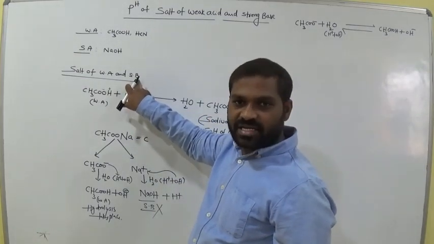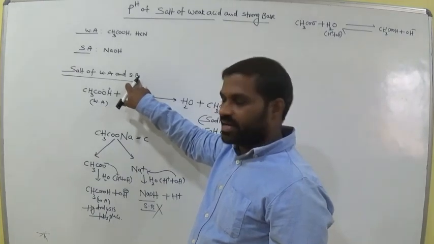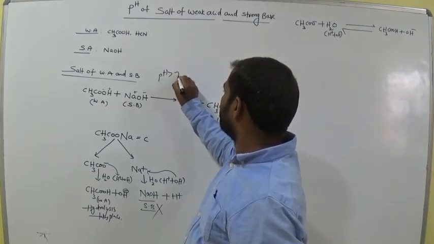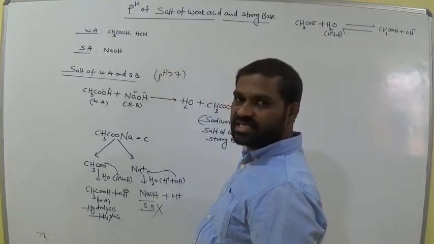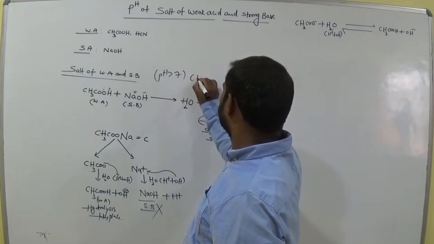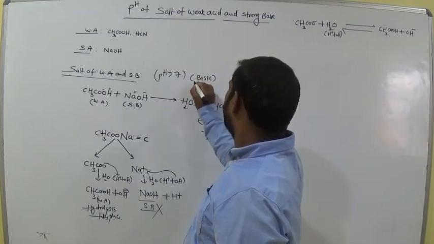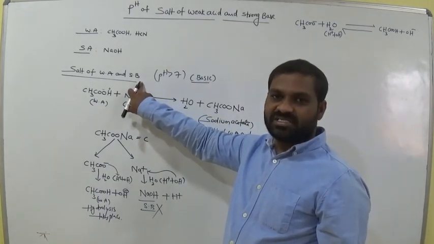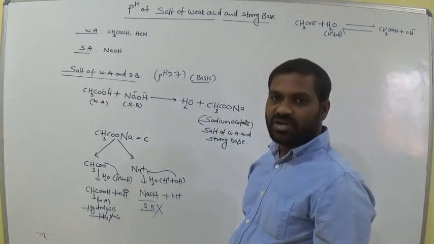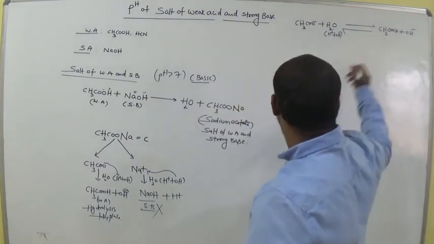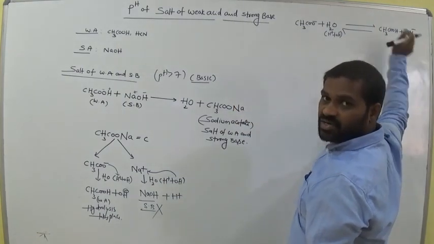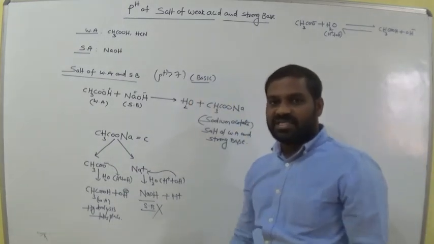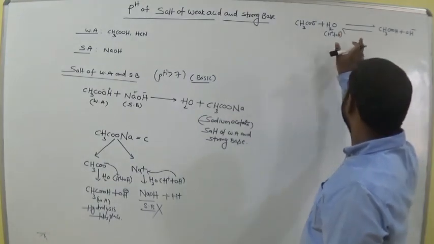Which one is dominant here? The strong base is dominant. So the pH value is greater than 7. What is the nature of the solution? Basic. Why? Because the strong base is more dominant than the weak acid, so the solution contains more OH minus, hydroxyl ions. The nature of the solution is clearly basic. Remember that.